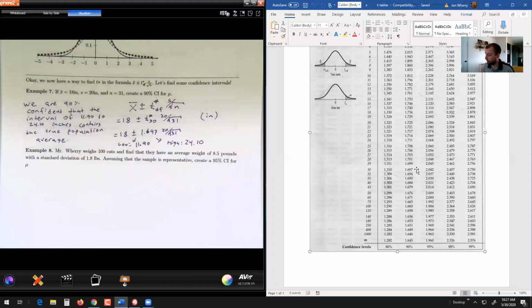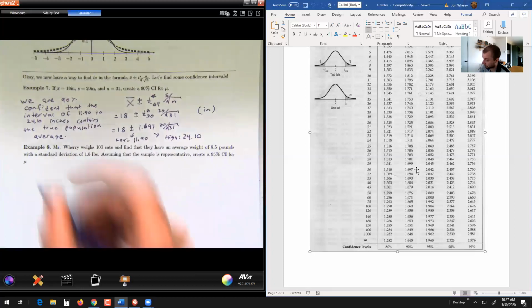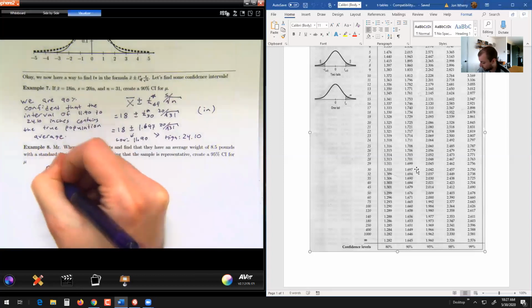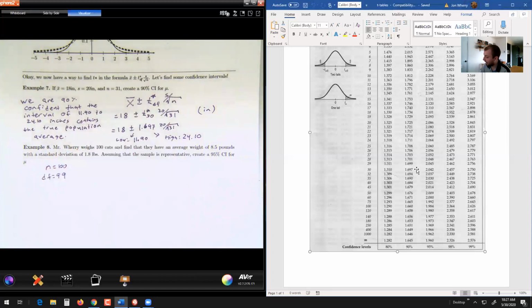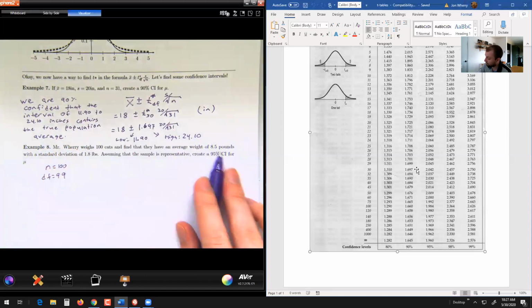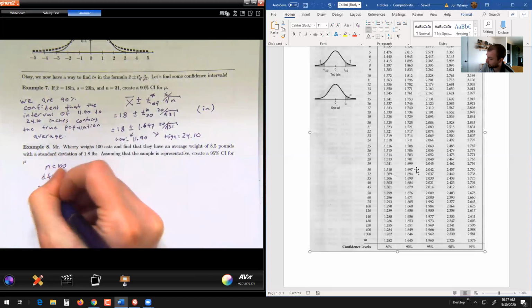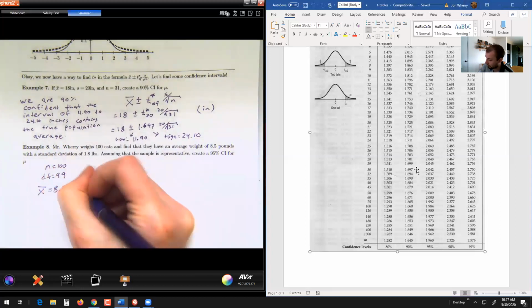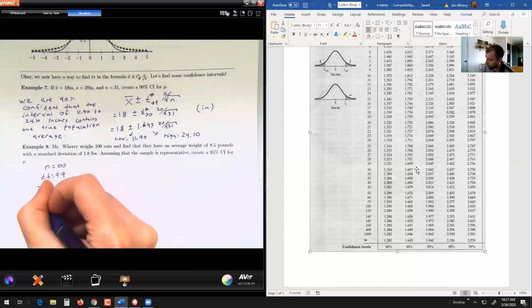Let's look at another example involving cats. Mr. Wary weighs 100 cats, so my sample size here is 100. If I have 100 samples, I have a DF of 99. They have an average weight of 8.5 pounds. Well, this is just those 100 cats. This isn't every cat in the world, so this is a sample average. So I have an X bar of 8.5 lbs. A standard deviation also for a sample, so an S.